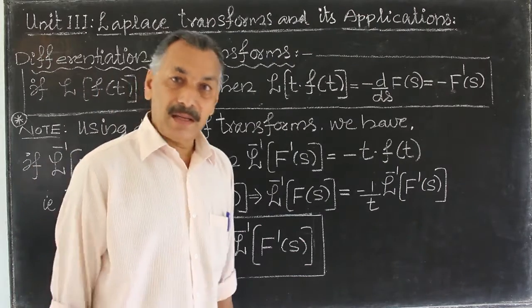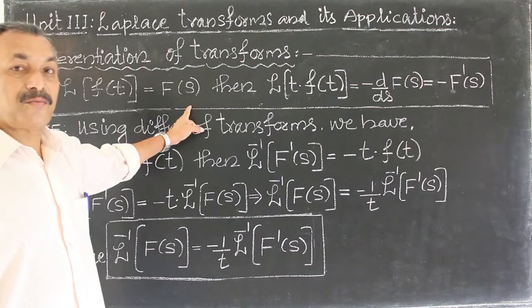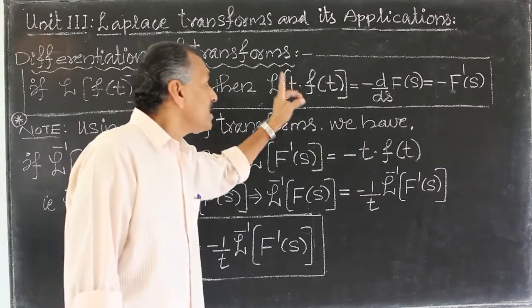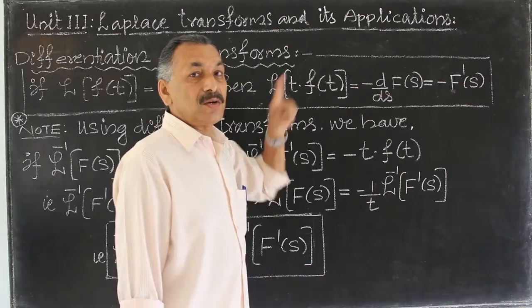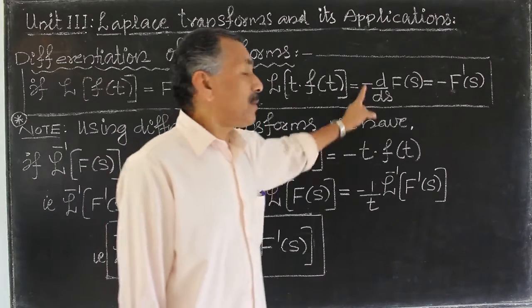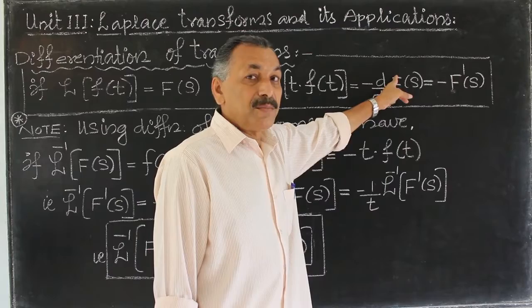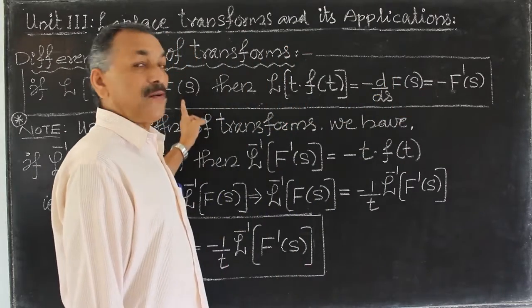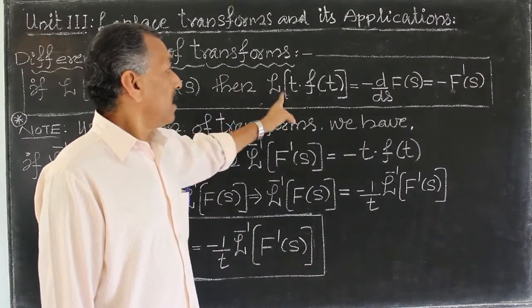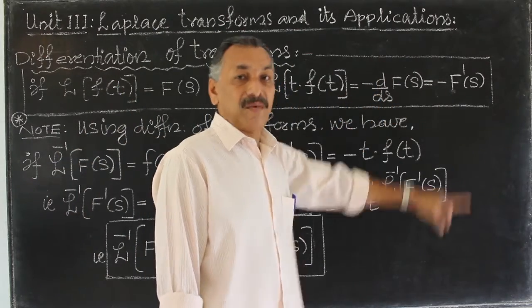Let n is equal to 1. If the Laplace transform of a function f of t is equal to F of s, then the Laplace transform of t into f of t, with n equal to 1, is equal to minus 1 raised to 1, that is minus d by ds of F of s. So if L of f of t is equal to F of s, then L of t into f of t is equal to minus the derivative of F of s.